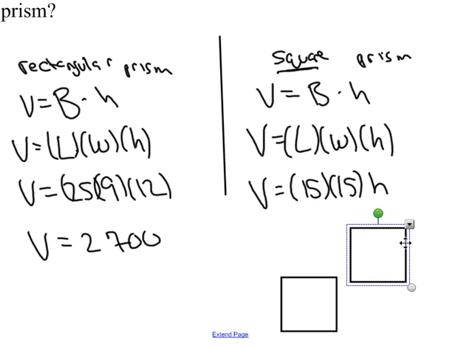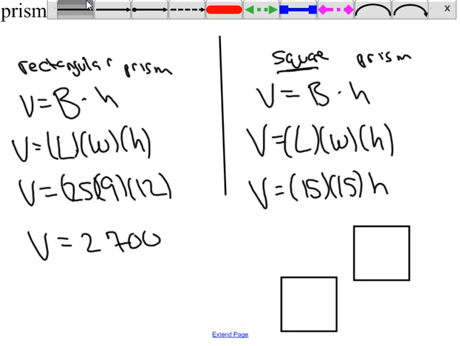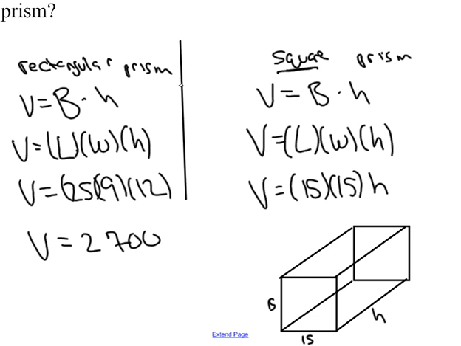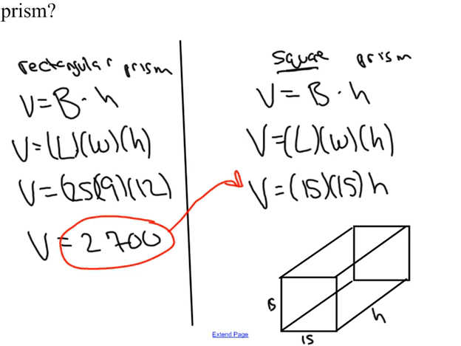Let me take that one, do a copy and paste, put it here. So you basically have a prism that looks like something like this, right? This is just to help you visualize. And since we know that one of the sides is 15, we know the other side has to be 15 because this is a square. All we're trying to figure out is what the height is. So now, according to this, the square prism has the same volume as the rectangular prism. So I could take this volume, because it's the same as the volume for the other one, and plug it in here.